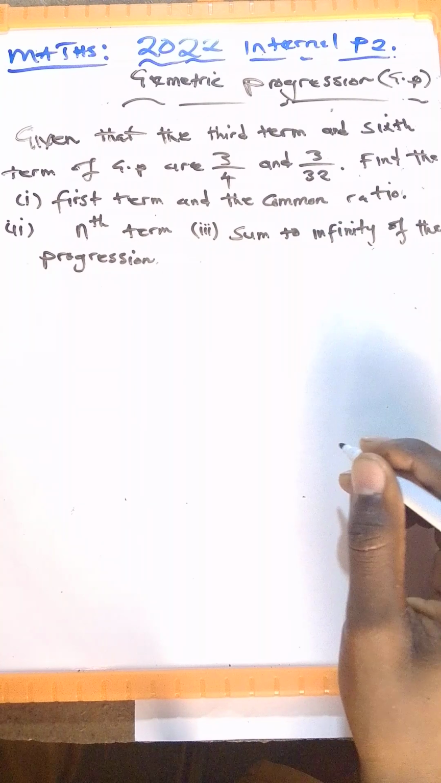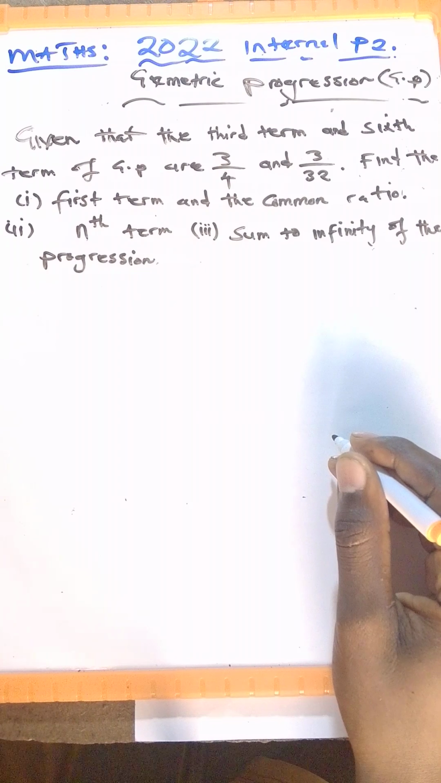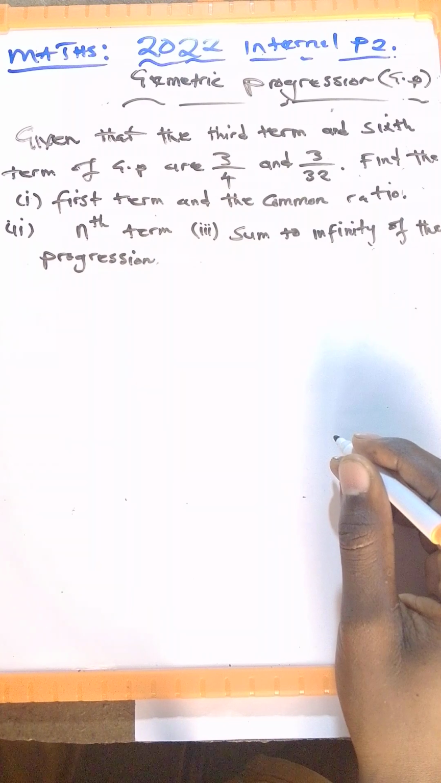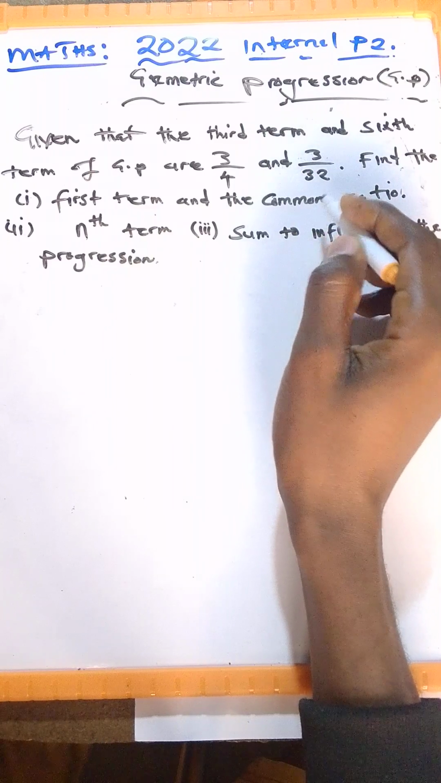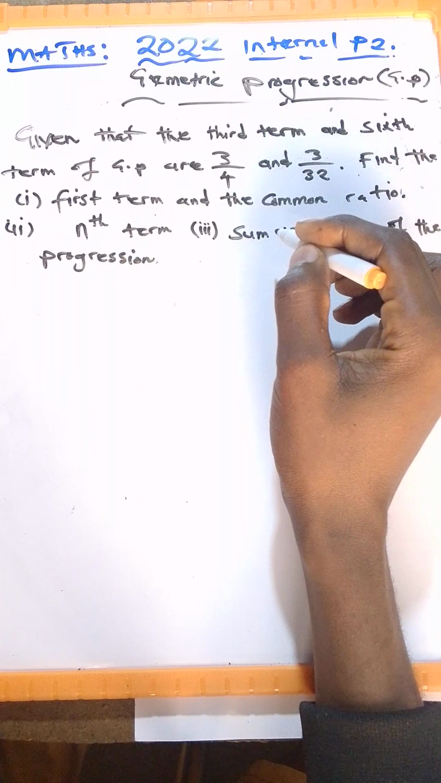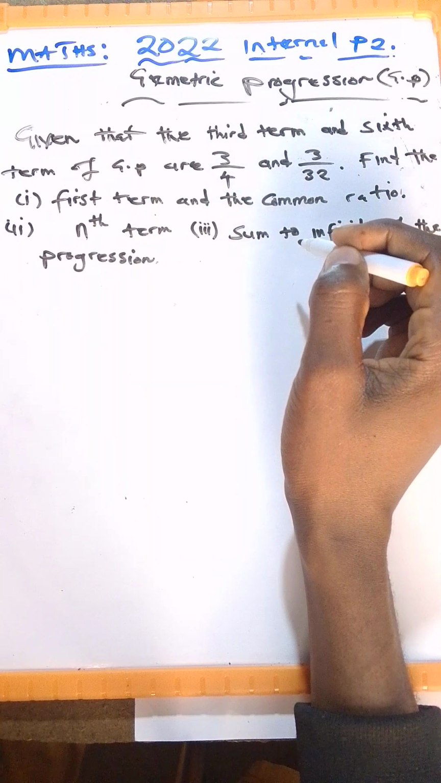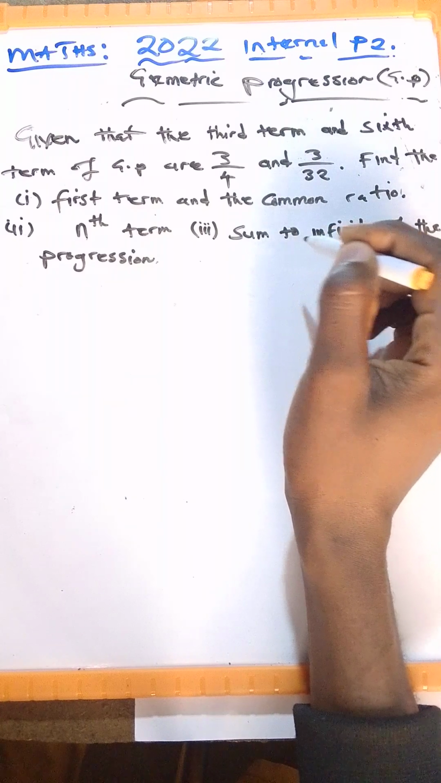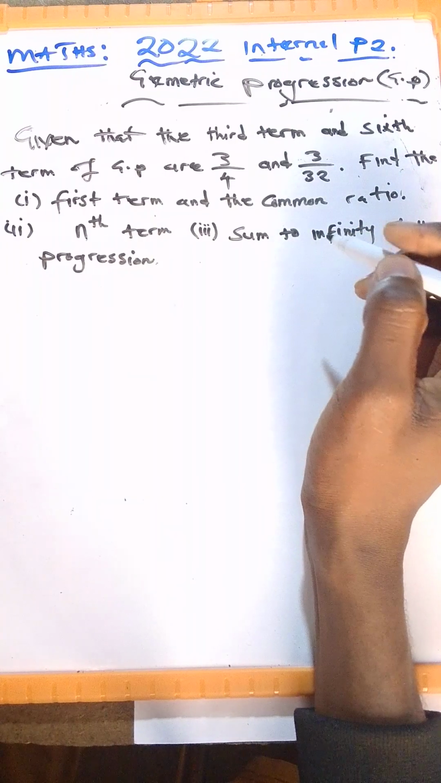Today we have a question on geometric progression which came in 2022, internal paper 2. Given that the third term and the sixth term of a GP are 3 over 4 and 3 over 32, find the first term and the common ratio. Then two, find the nth term. Then the last one, find the sum to infinity of the progression.